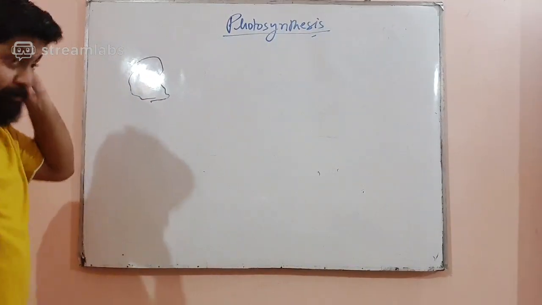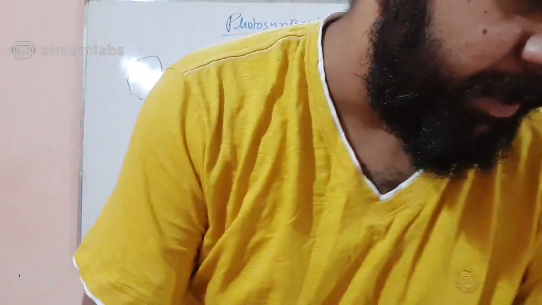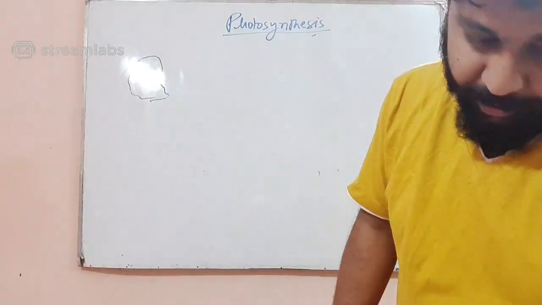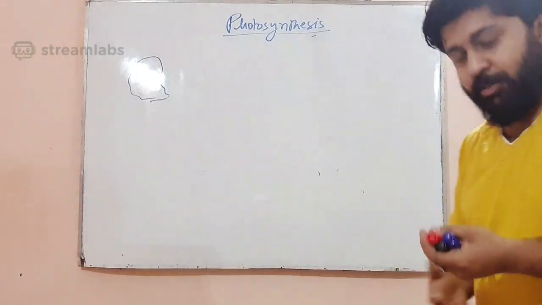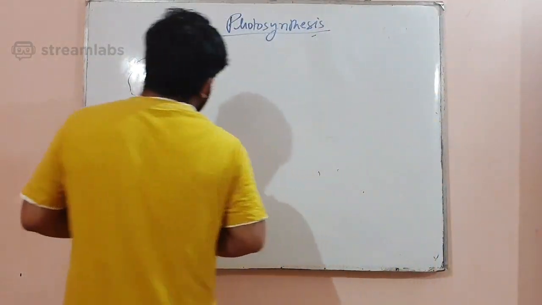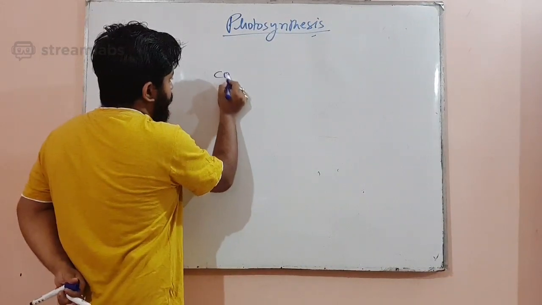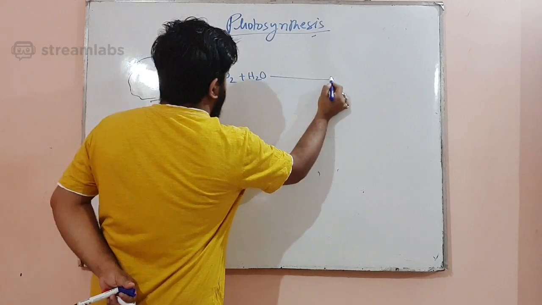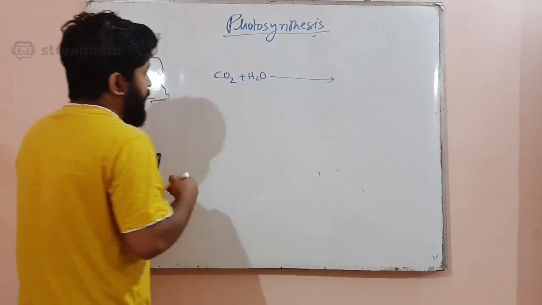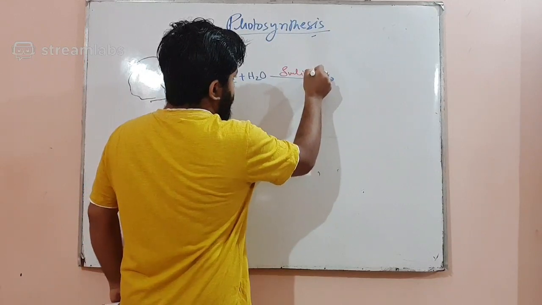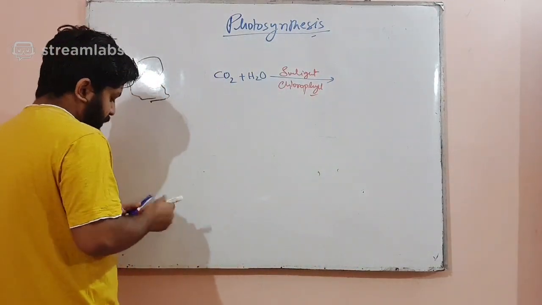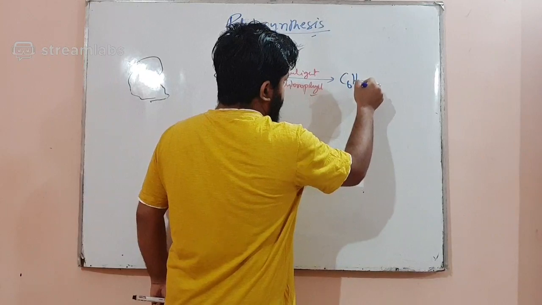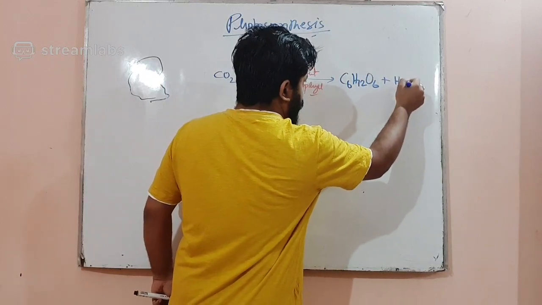Now, moving forward, photosynthesis. When photosynthesis occurs in green plants or any organism containing chlorophyll, there are requirements of certain things. If you write down the equation of photosynthesis: CO2 plus H2O in the presence of sunlight and chlorophyll, which are mandatory, it produces C6H12O6 plus H2O plus CO2.